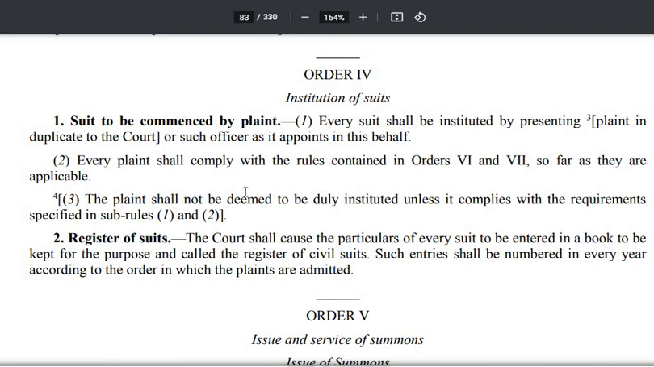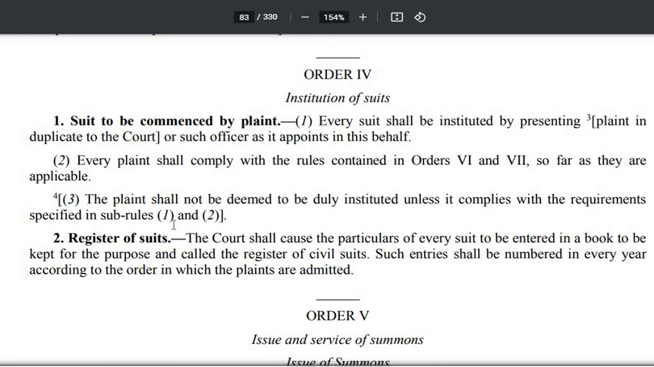Plus the plaint has to be in 2 duplicate original copies. The plaint shall not be deemed to be duly instituted unless it complies with the requirements specified in subrules 1 and 2. And the subrule 1 is what? That it has to be in 2 copies plus it has to be filed before the proper officer. And the subrule 2 is that you have to comply with the requirements of the rules of pleadings in Order 6 and rules related to the plaint under Order 7.